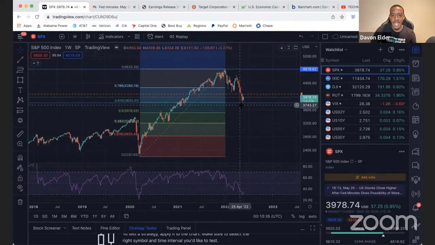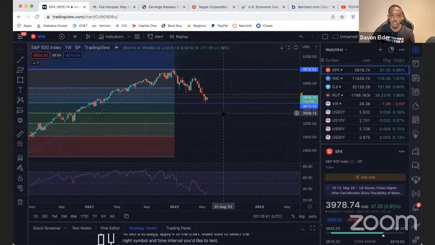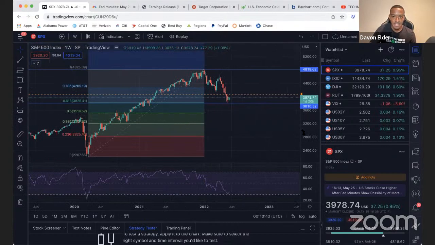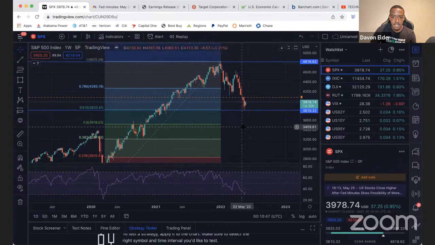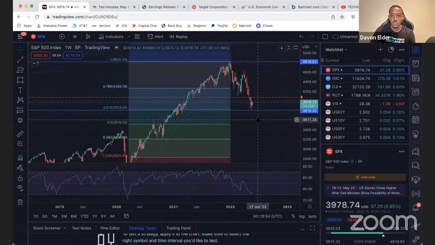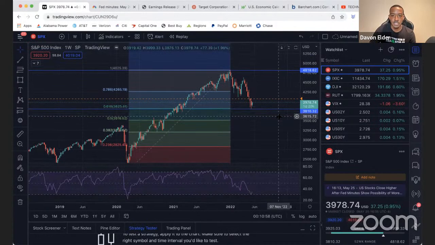So we came down to this fib level, and then we bounced off. We bounced off of that fib level last week. Now, also, why is this important? Because this level that we bounced off of was a previous high. So support and resistance. Let's go over that again. What is support? What is resistance?